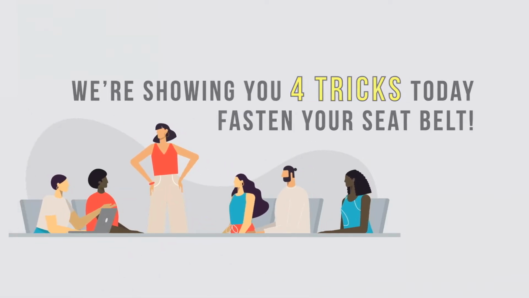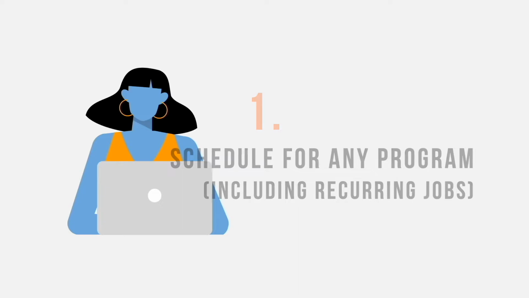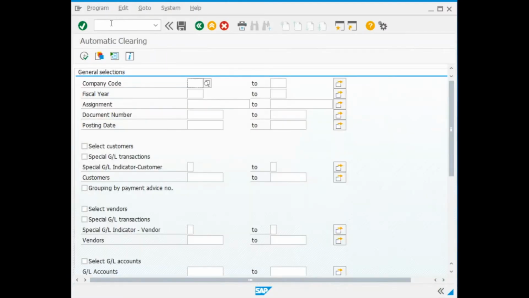We are going to show you 4 tricks today regarding job scheduling. The first trick is scheduling for any program. Let's take the auto keyring program as the example today.